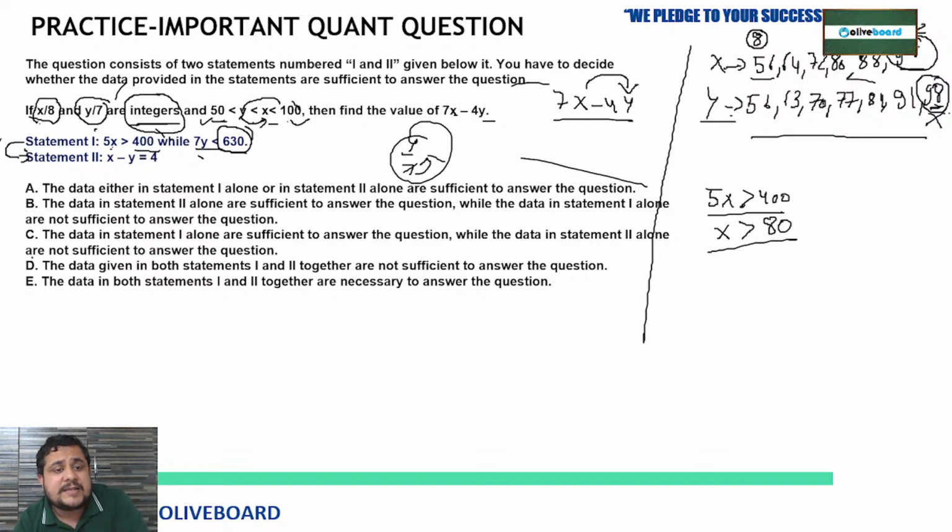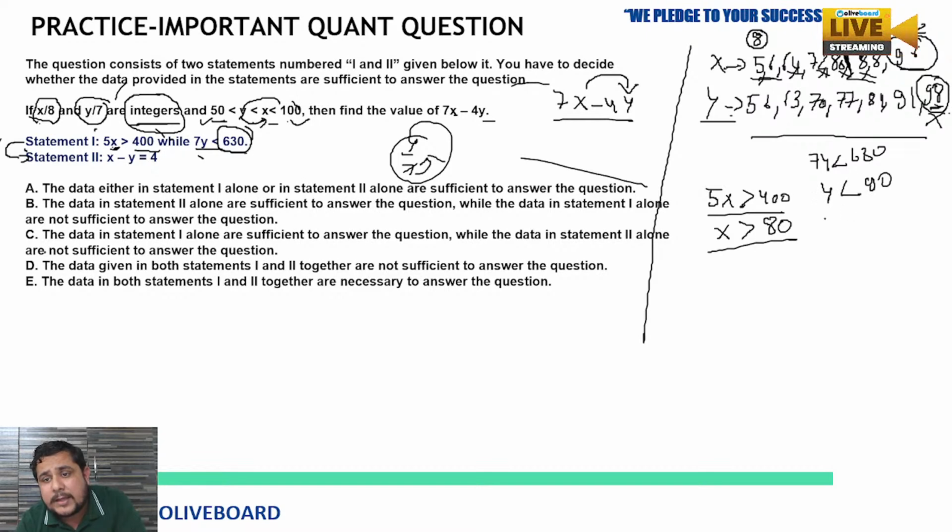So definitely statement 1 is telling us that x is greater than 80. So if x is greater than 80, then the other values of x like 56, 64, 72, and 80, we will eliminate, because x is greater than 80 as per the first statement. Is this clear? Now, 7y is less than 630, this is also given to us. So y will be less than 90 as per our first statement. This we can take.